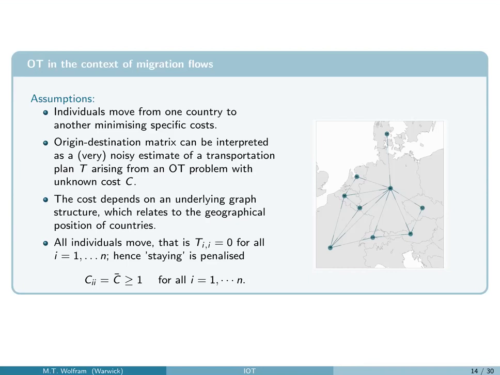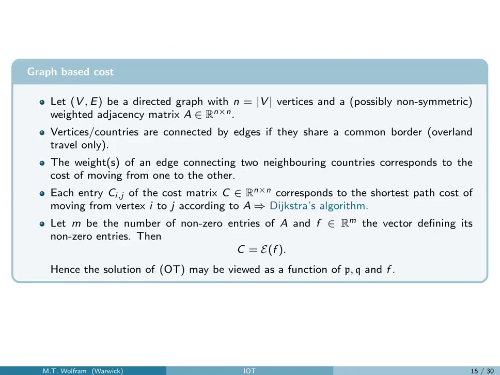The cost of moving corresponds to the weights along the graph. And we also assume that everybody moves, so staying is not possible. We penalize staying in the own country. If we now want to calculate graph-based cost, you define the underlying graph. We have n countries, these are our vertices, and we have an adjacency matrix. As I said, we only connect countries which share a common border, with only overland travel, and the weights are the cost of moving from one country to the neighboring country. It might be that the costs are different. Moving from, say, Austria to Switzerland, the cost is different than moving from Switzerland to Austria. But this was the general setting.